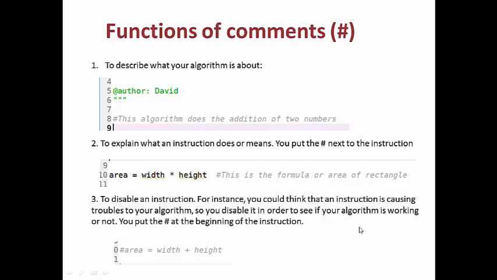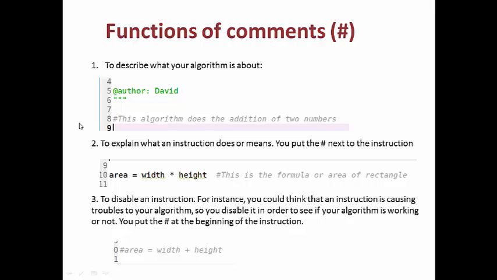What are the functions of a comment? A comment has three functions, or you can write a comment in order to do three different things. First, again guys, please write this in your notebook. First you use a comment in order to describe what your algorithm is about. So what does it mean? You put the comment with hashtag at the beginning of the algorithm and you use it to describe it: this algorithm does this and that, etc.